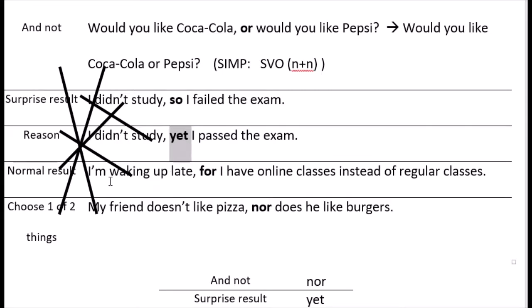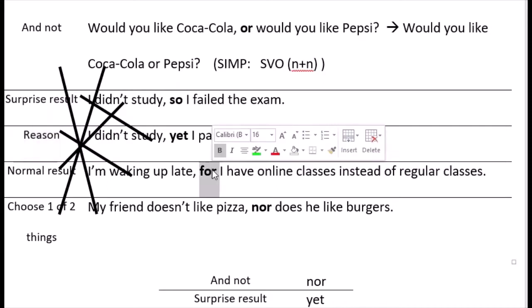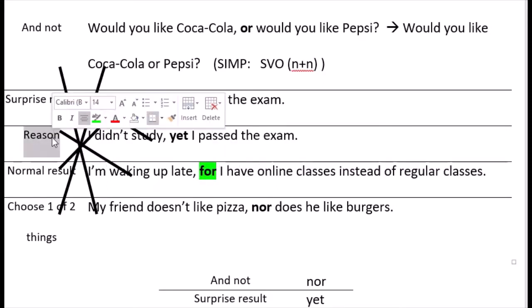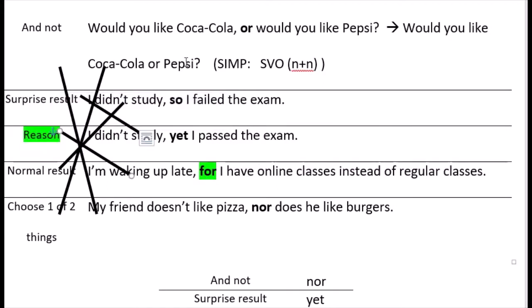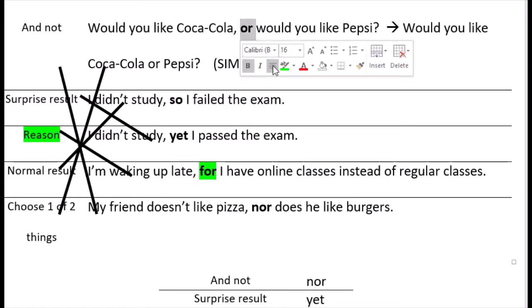The next one, I'm waking up late for I have online classes instead of regular classes. I am waking up late for, because, it means the same thing. I have online classes instead. So this is the reason why I am waking up late. Okay, so for is for reasons. All right, so I'll put this in different colors so you can see it.